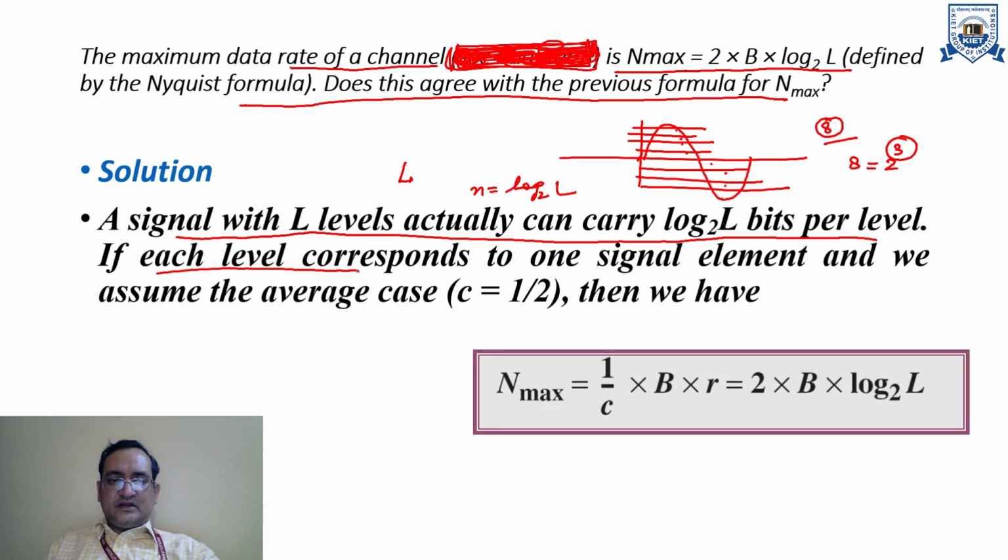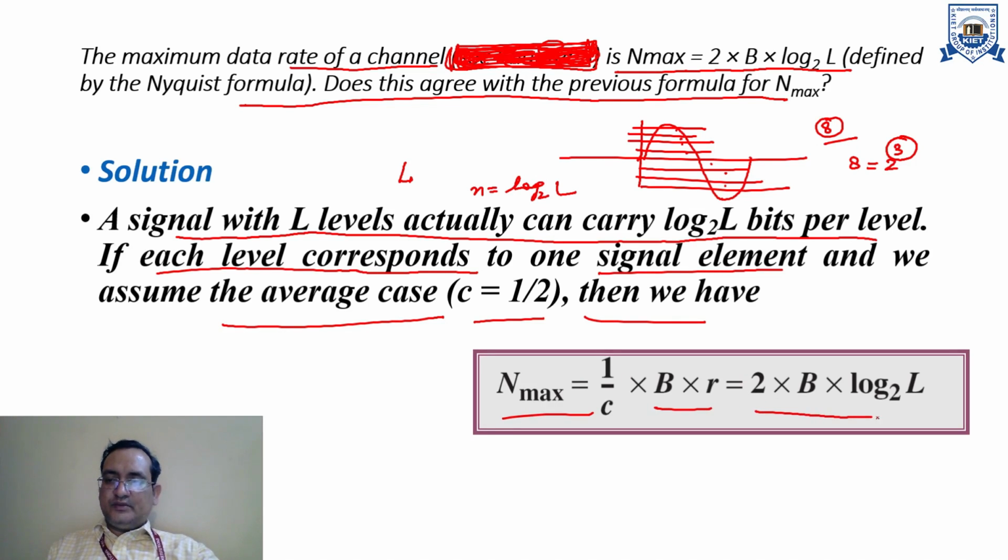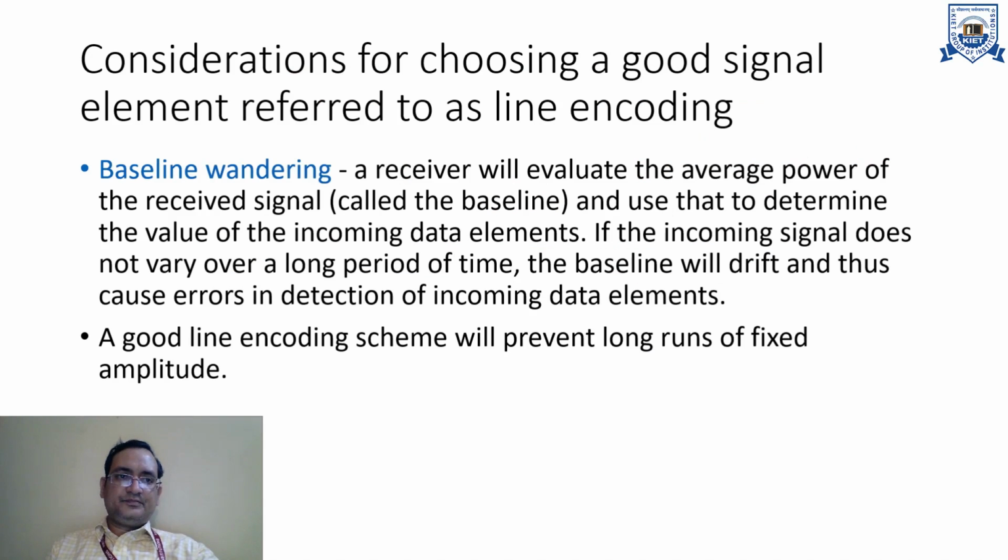If each level corresponds to one signal element and we assume the average case, that is C equal to 1 by 2, then we have N max equal to 1 upon C into B into r, that is 2 into B into log base 2 of L.